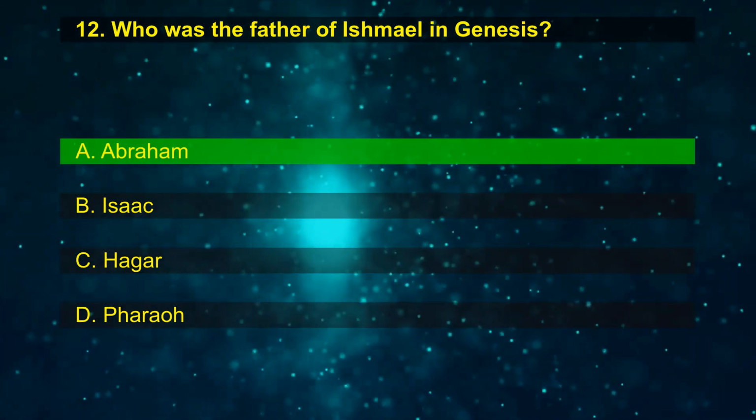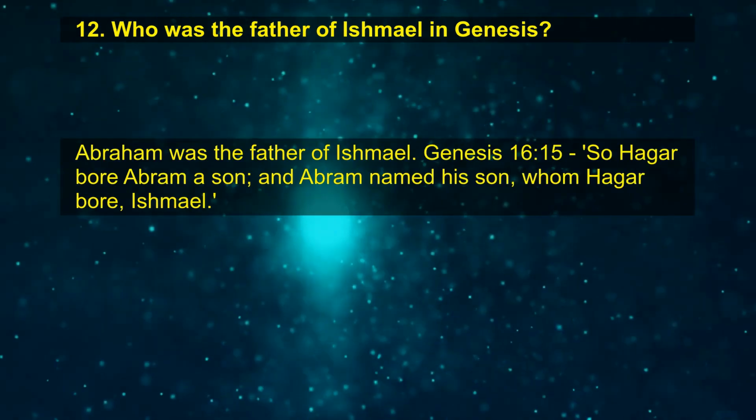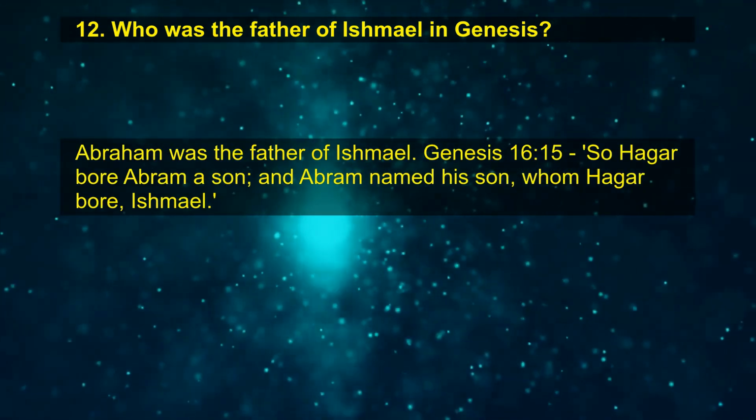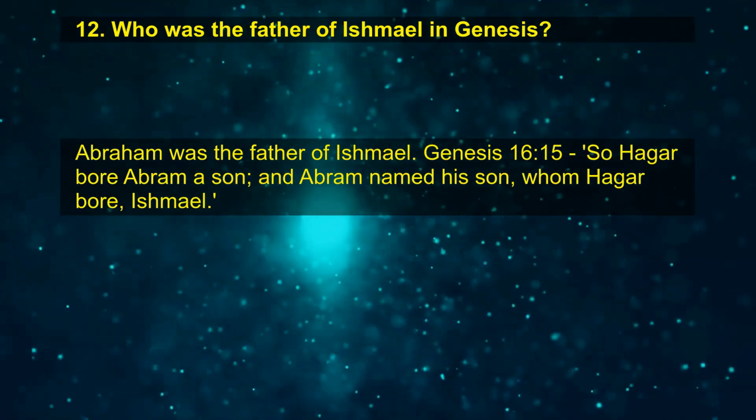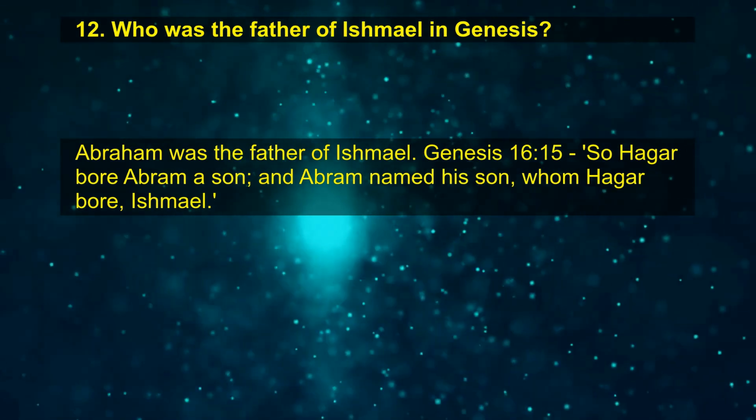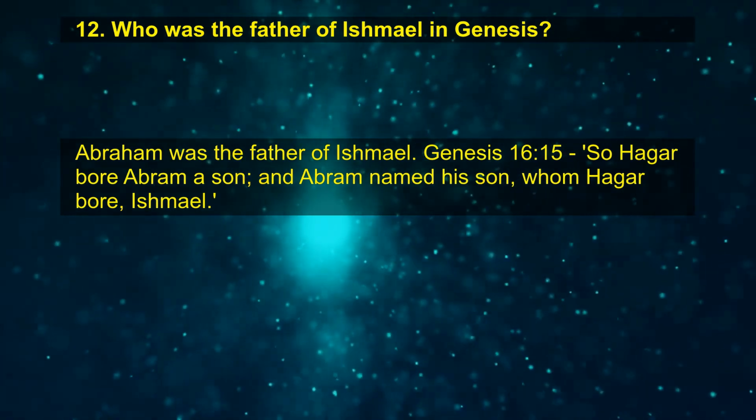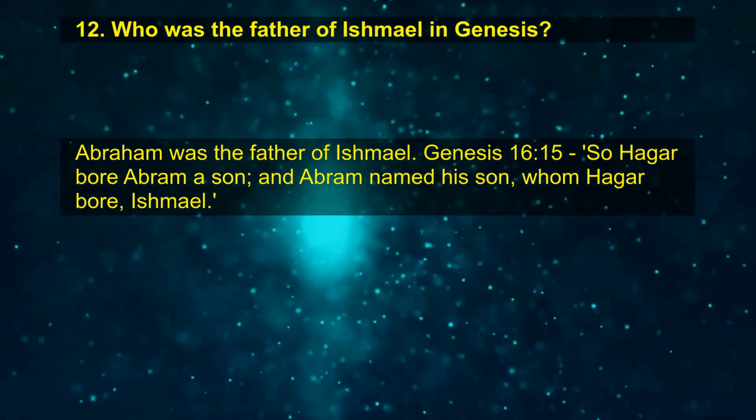Right answer is A. Abraham. Abraham was the father of Ishmael. Genesis chapter 16 verse 15. So Hagar bore Abram a son. And Abram named his son, whom Hagar bore, Ishmael.